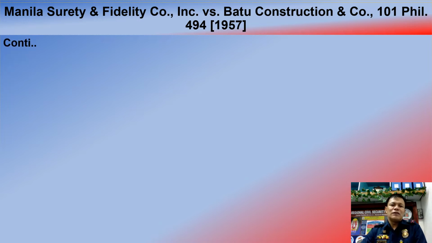It was found that Bato were in imminent danger of becoming insolvent and are removing and disposing of their properties with intent to defraud their creditors, particularly the plaintiff company.